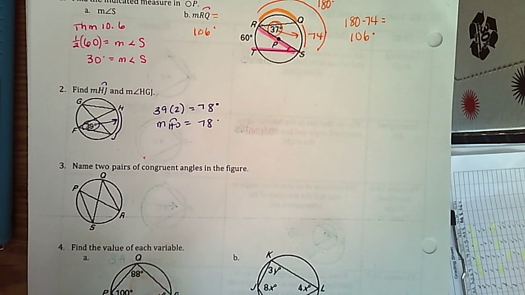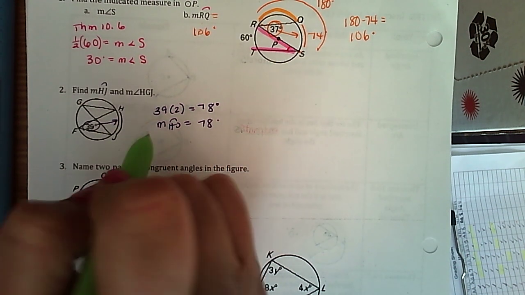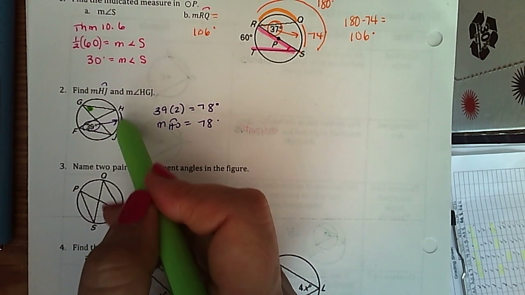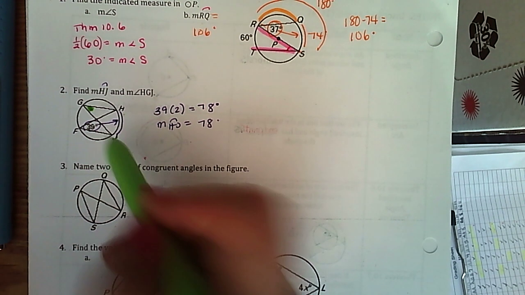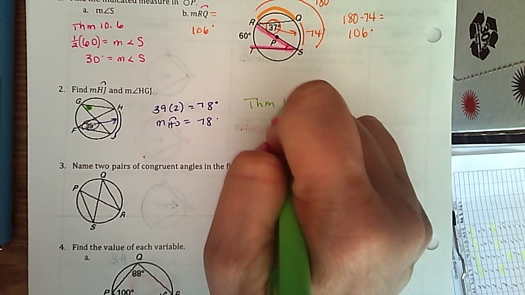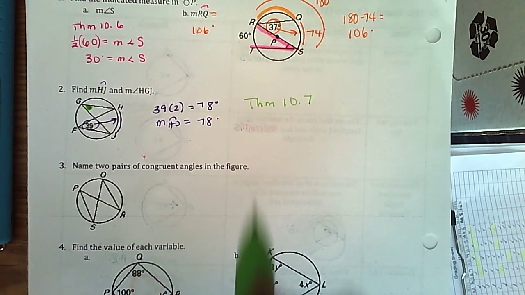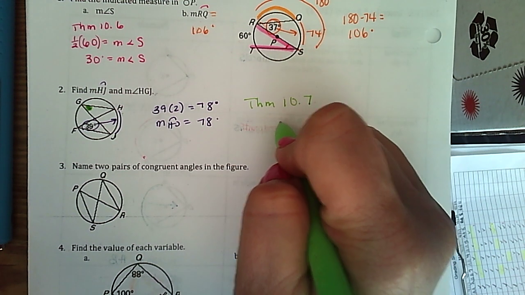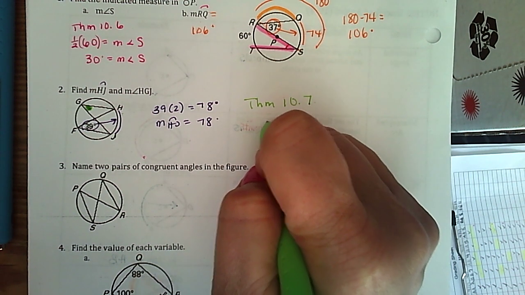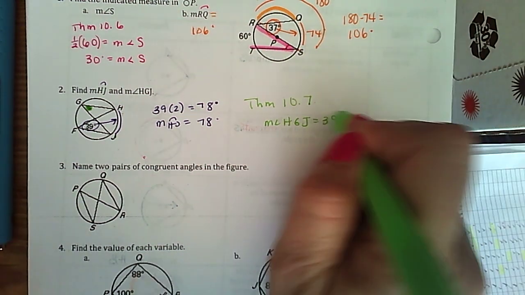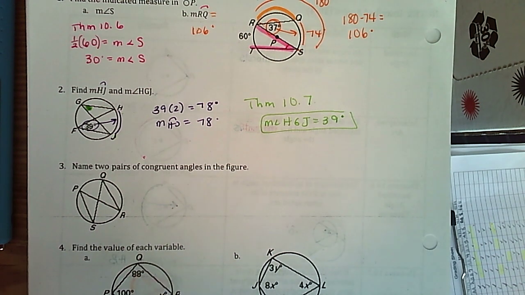So now it says, hey, what do I want to know about this angle? This angle right here, HGJ. So HGJ, this angle over here, well, he opens to the same arc. So therefore, he has the same measure. So theorem 10.7 says that if they open to the same arc, they have the same measure. So then he would also be 39 degrees. Same arc, same measure.